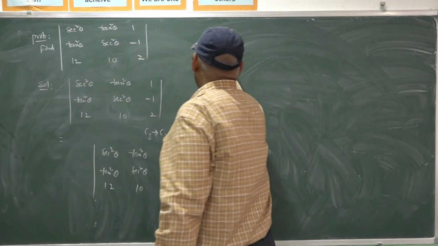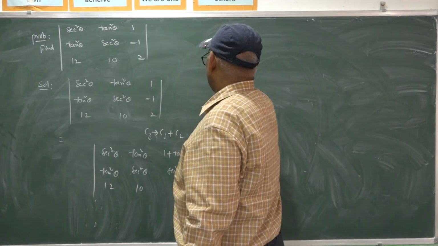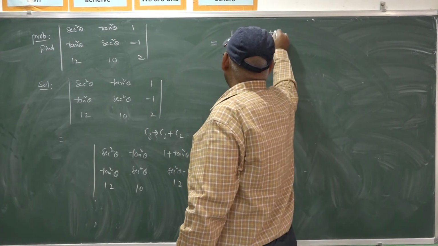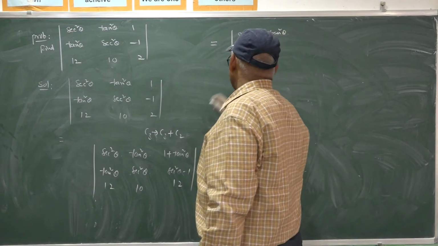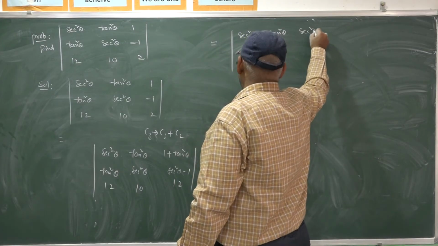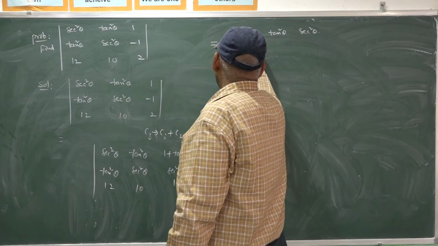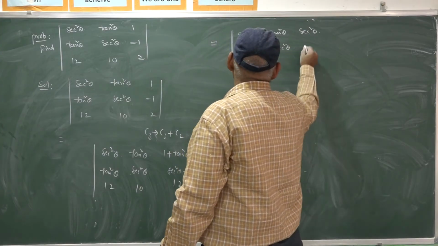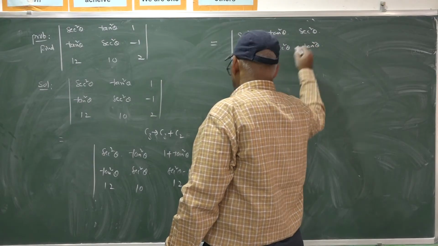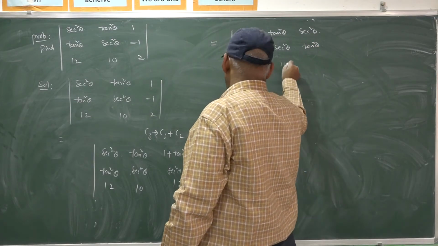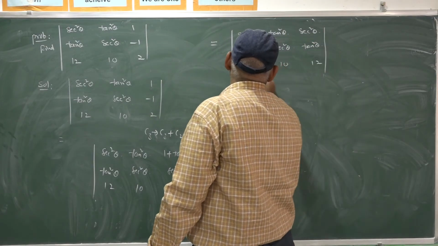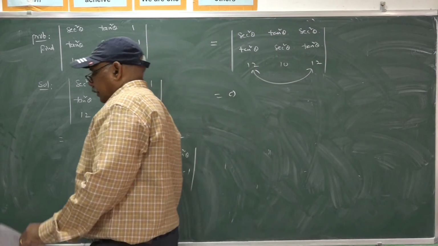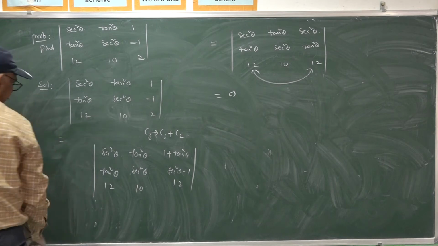Now clearly the determinant becomes secant square theta, tan square theta. 1 plus tan square theta is secant square theta again, and tan square theta, secant square theta. Secant square theta minus 1 is tan square theta clearly, and 12, 10, this is 12. These two columns are equal, hence the determinant is 0. The required determinant is 0.